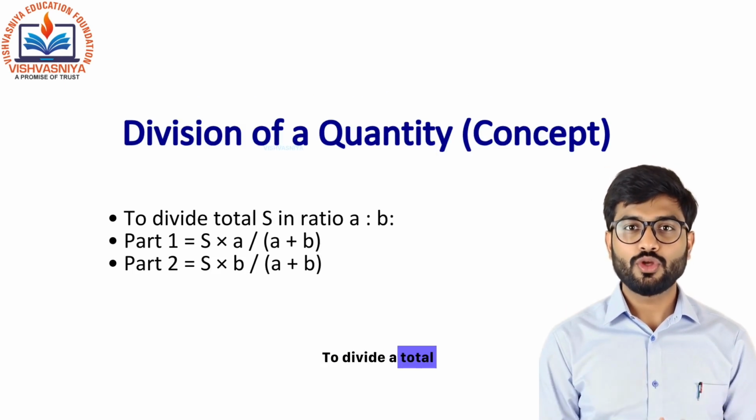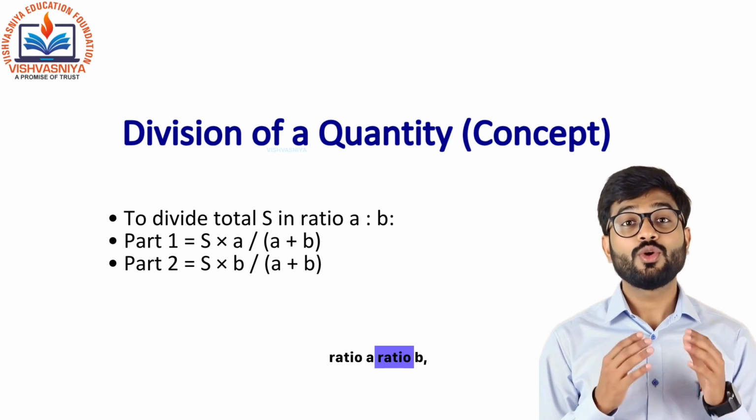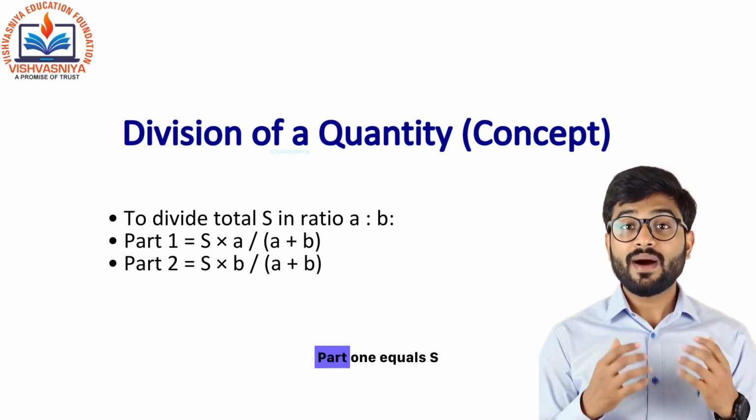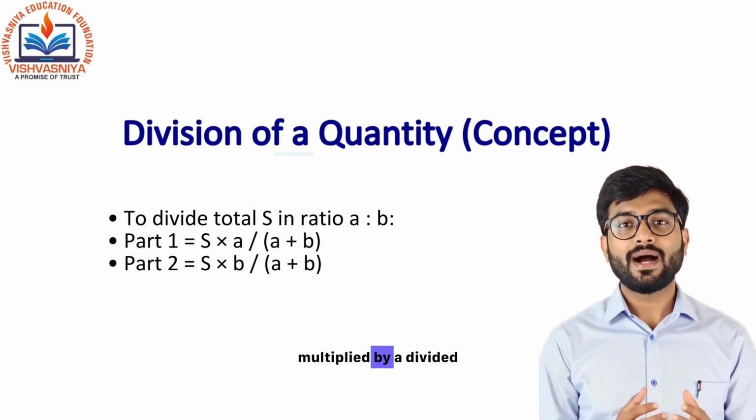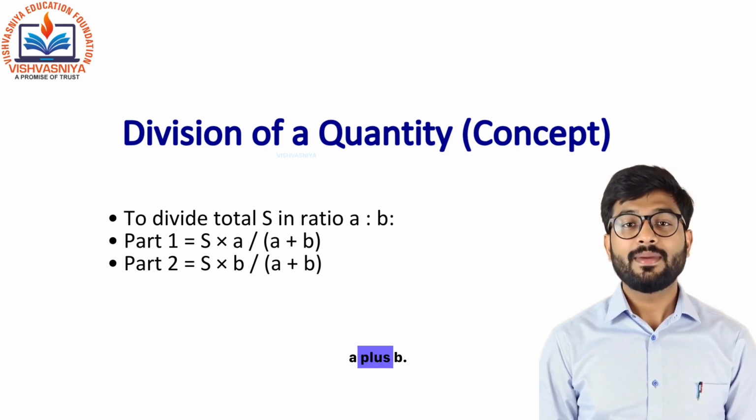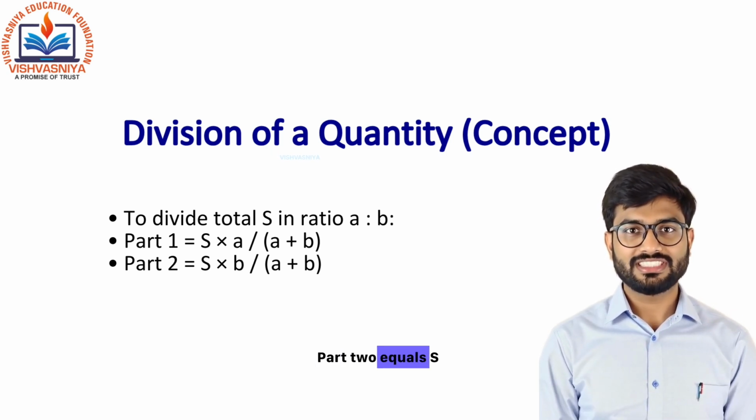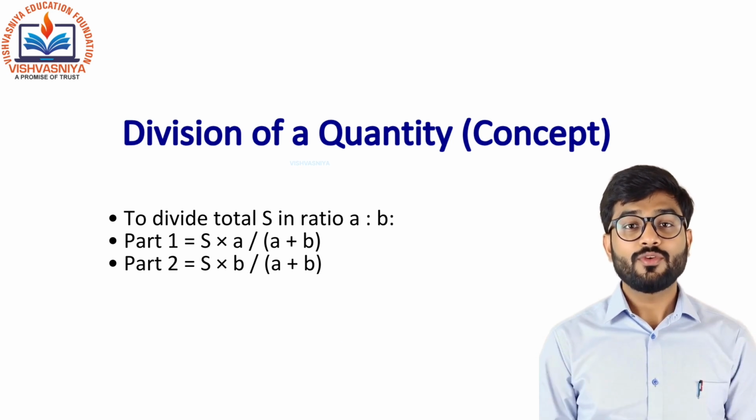To divide a total quantity S in the ratio A:B, we use the formula: Part 1 equals S multiplied by A divided by the sum of A plus B. Part 2 equals S multiplied by B divided by the sum of A plus B. This ensures the distribution follows the ratio exactly.